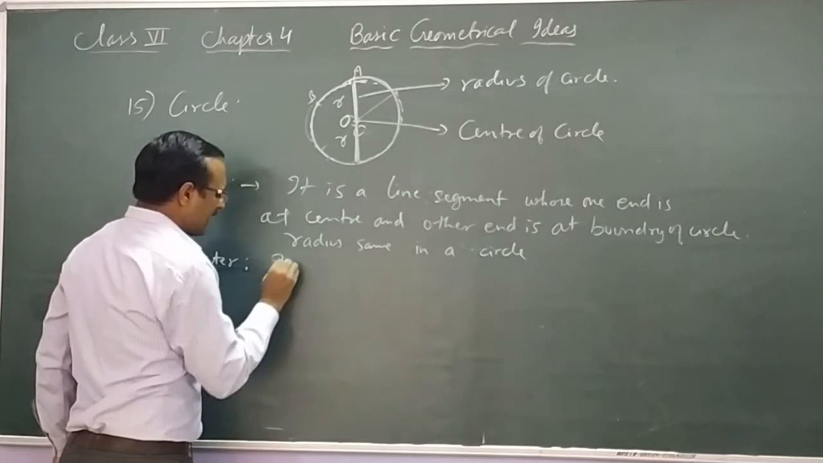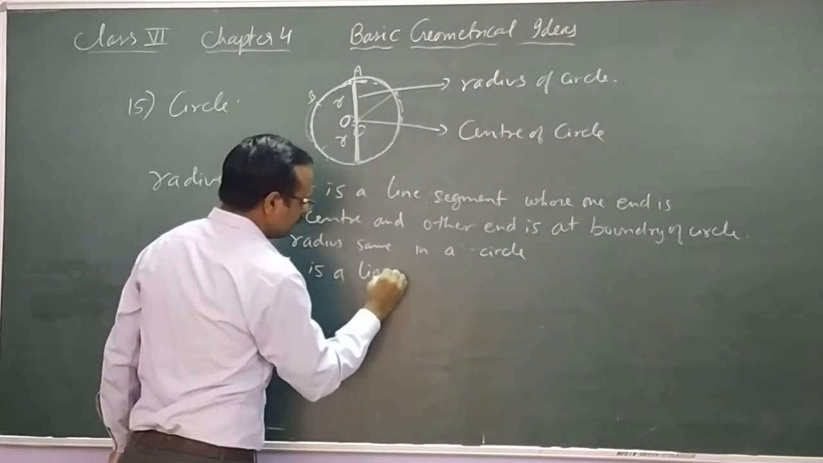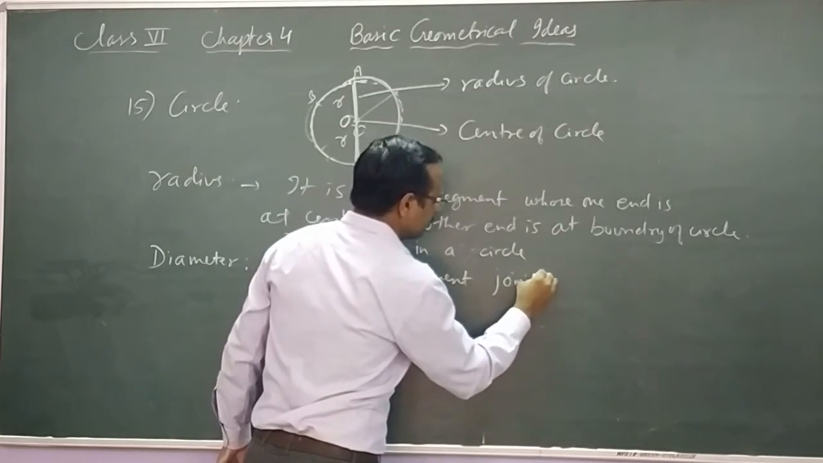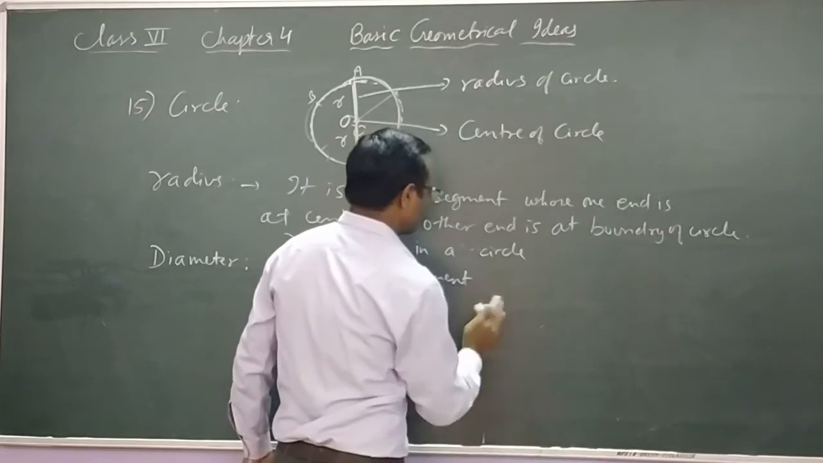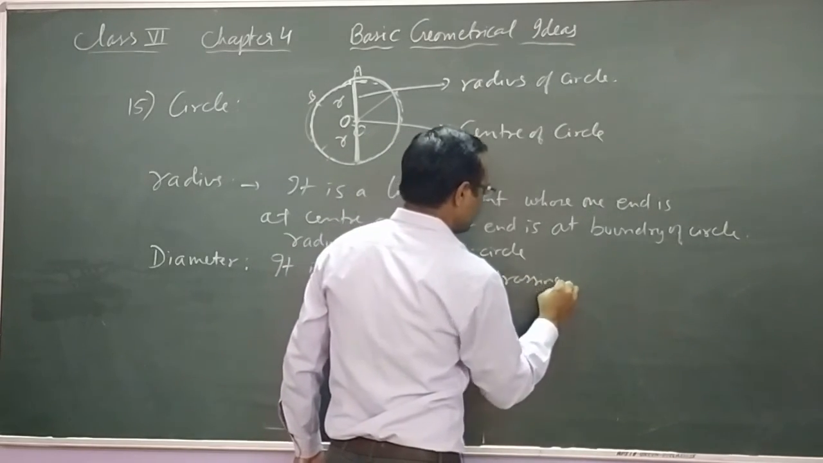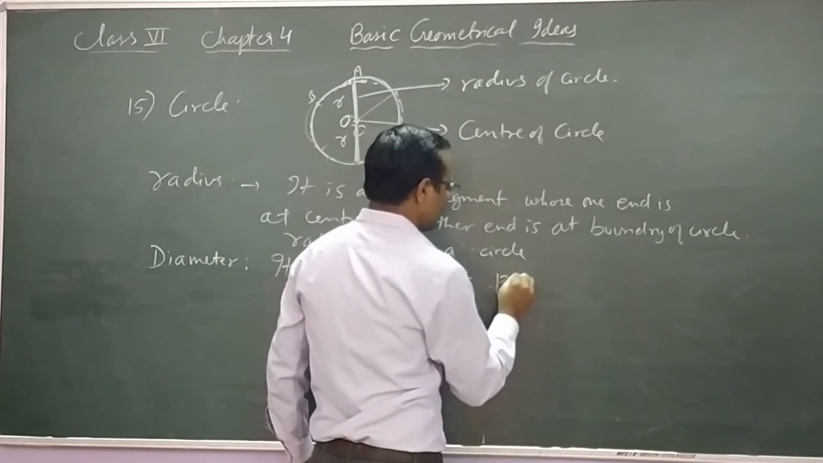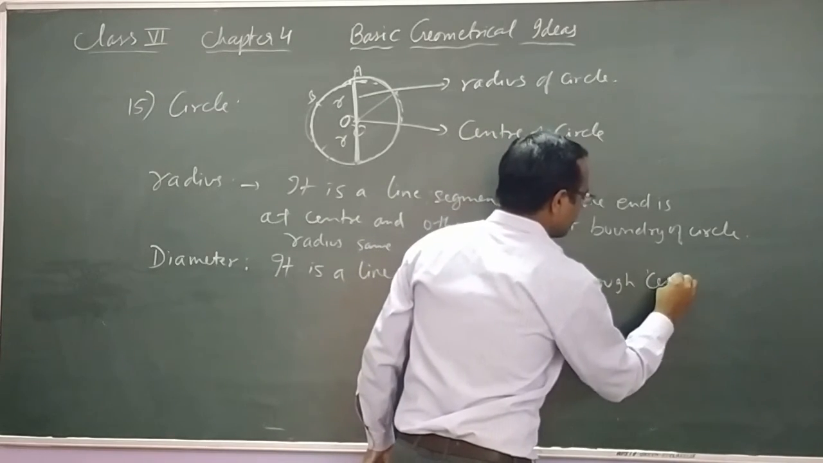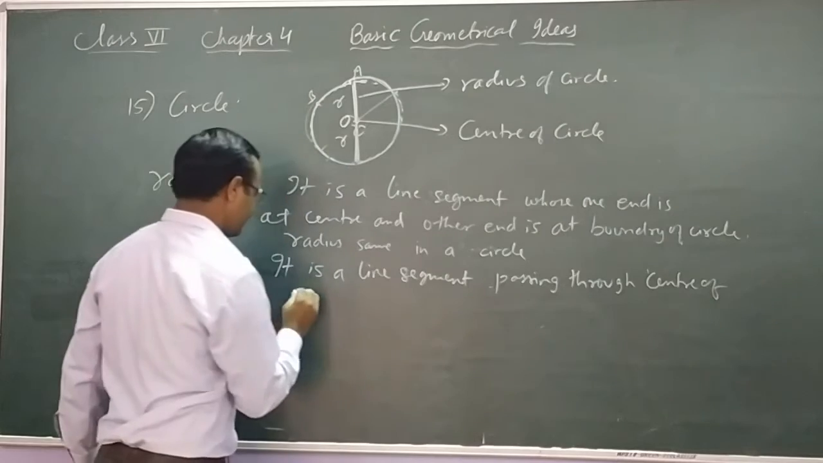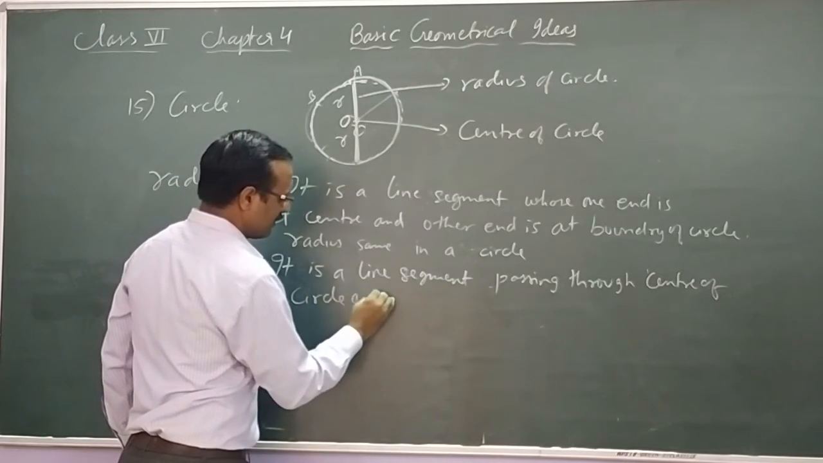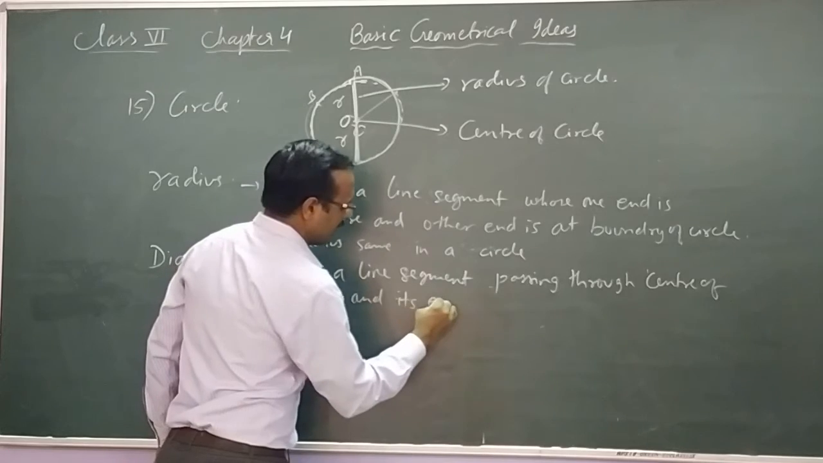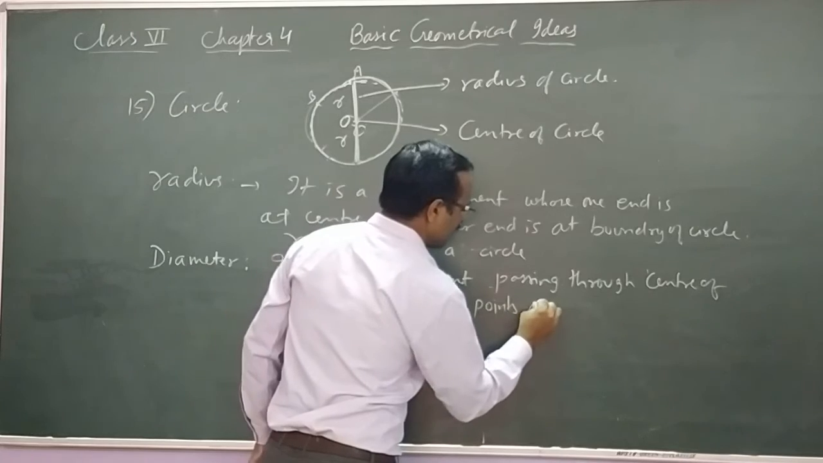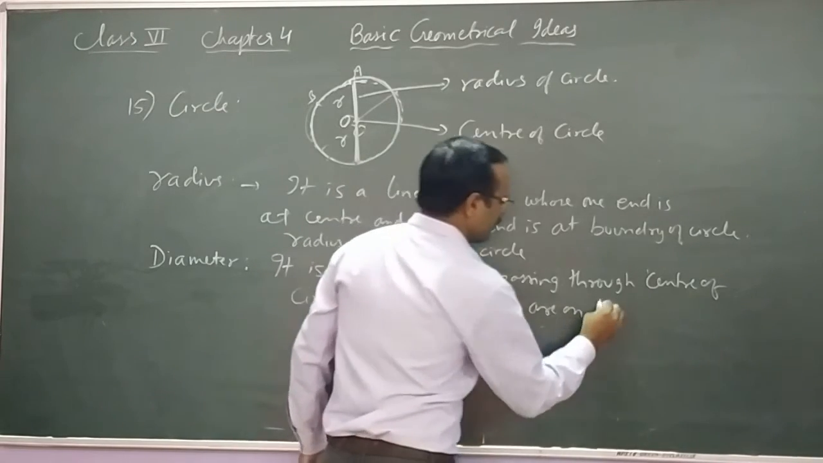So it is a line segment passing through the center of the circle, and its end points are on the boundary of the circle.